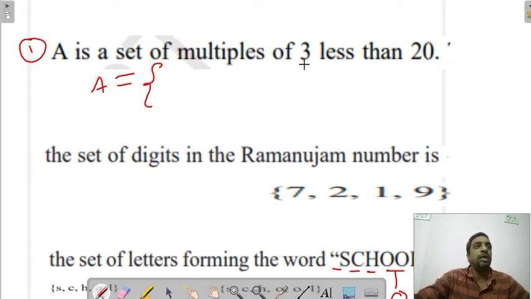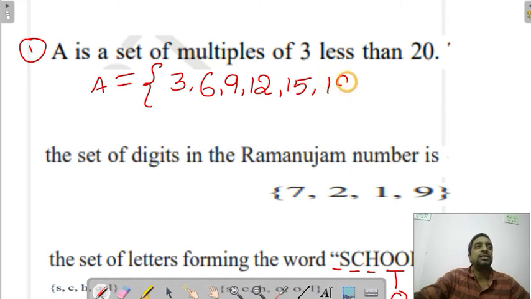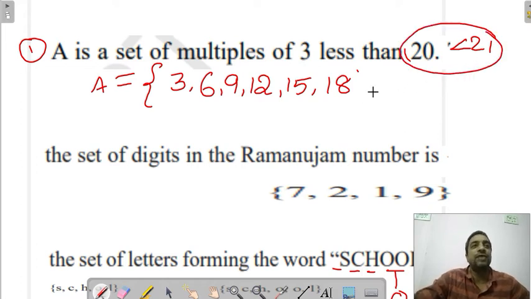A is equal to multiples of 3, starting from 3, then 3 twos are 6, 3 threes are 9, 3 fours are 12, 3 fives are 15, 3 sixes are 18, 3 sevens are 21. Wait, 21 is more than 20. Hence we need not take 21 here, because less than 20 is given. So A is equal to 3, 6, 9, 12, 15, 18.